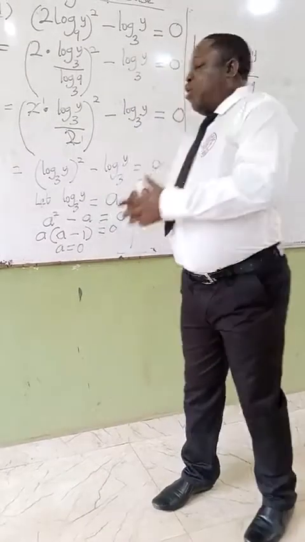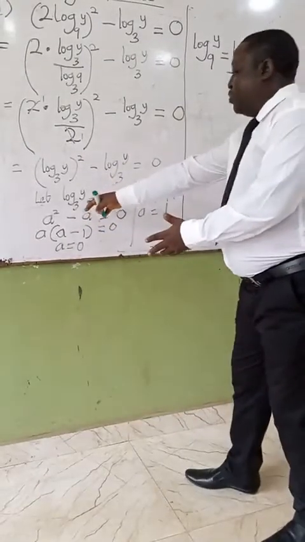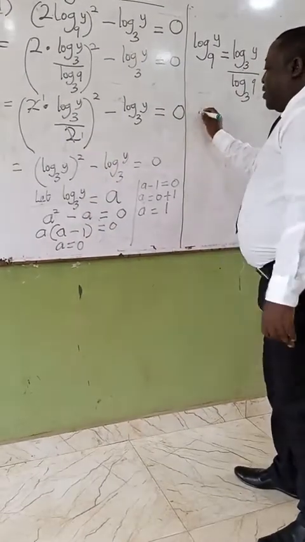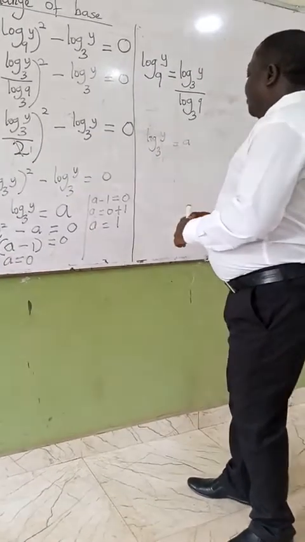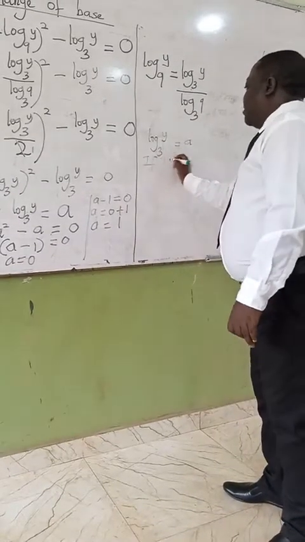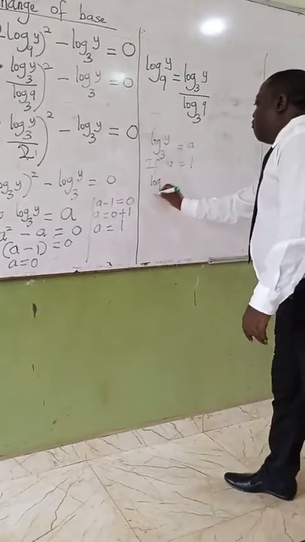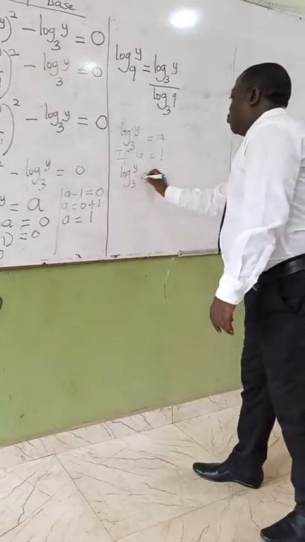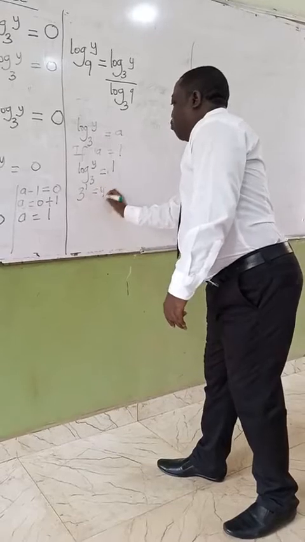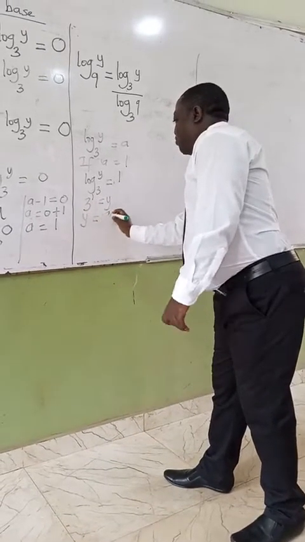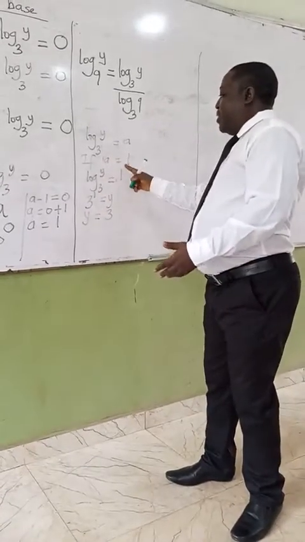But the unknown letter here is y, it is not A. Then we need to go back to this representation: logarithm of y in base 3 is equal to A. So if A is equal to 1, then logarithm of y in base 3 is equal to 1. Then 3 raised to power 1 is equal to y. y is equal to 3. That is, the power to which 3 must be raised to get y is already 1.